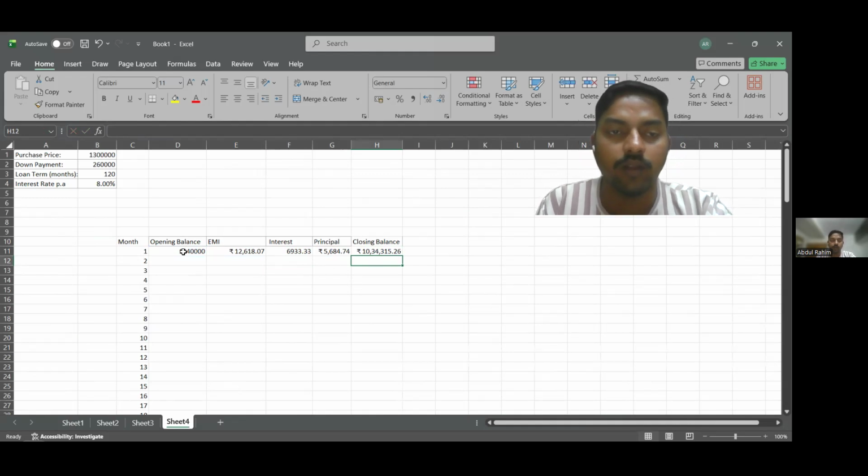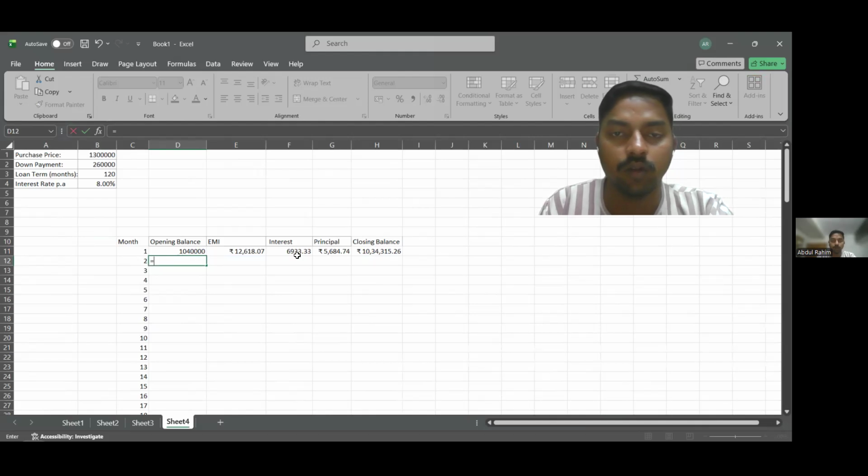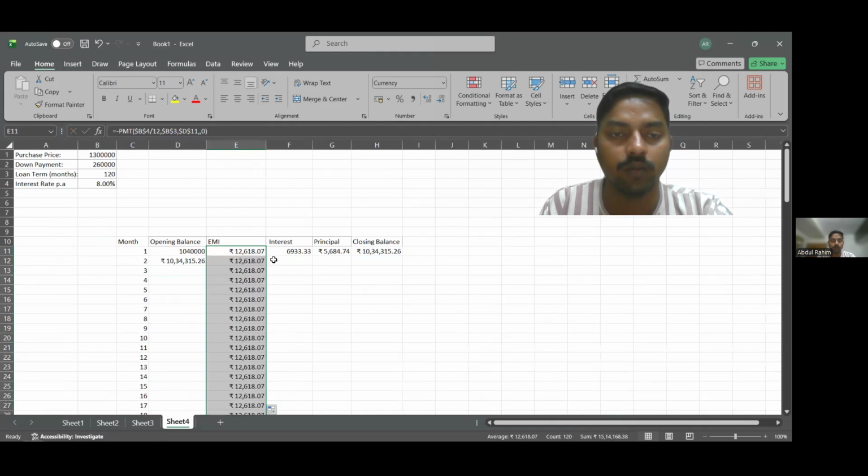For closing balance, opening balance minus principal, that is our closing balance. And that closing balance is our next month opening balance. So is equal to this, that is our opening balance for the next month. We don't need to calculate for every month, we just double click.